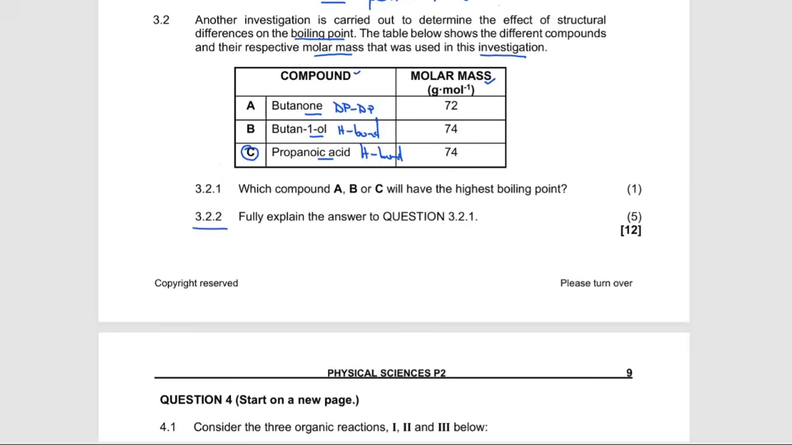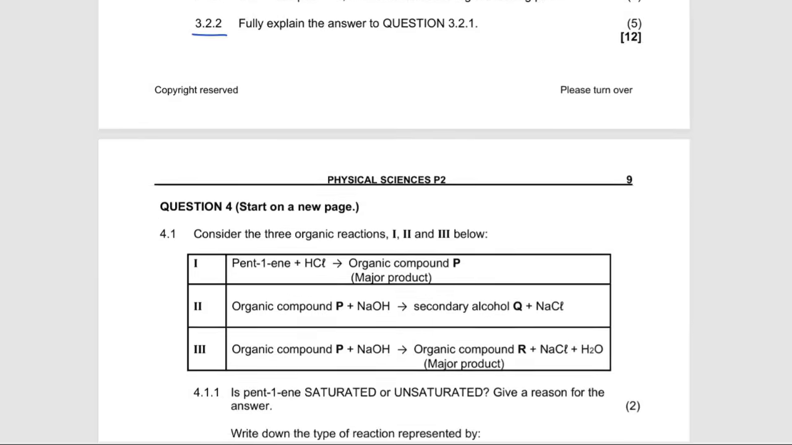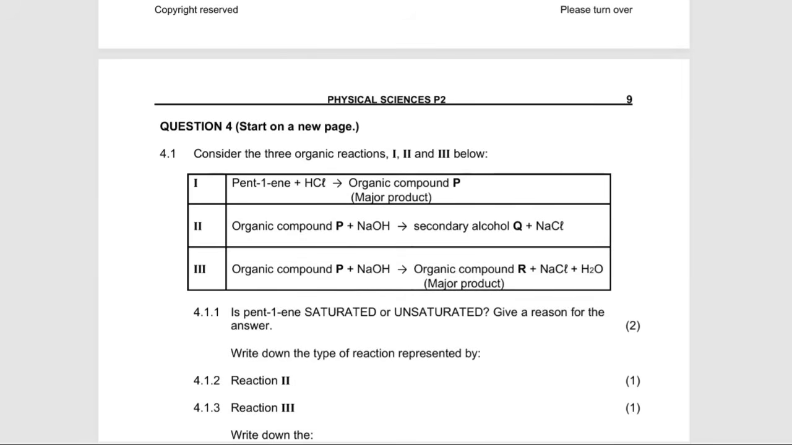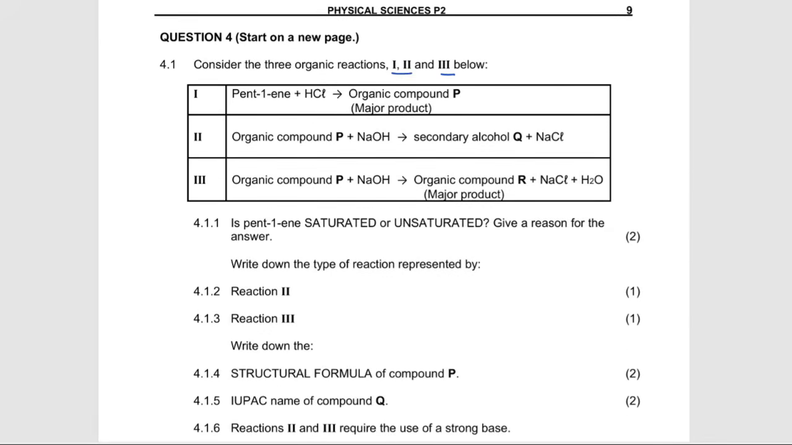So we're done with 3.2.2, moving forward to question 4.1. So question 4.1 is there. Consider the three organic reactions 1, 2, and 3 below. There, option 1, we're having our pent-1-ene there, which reacts with HCl, then organic compound P as the major product, right?